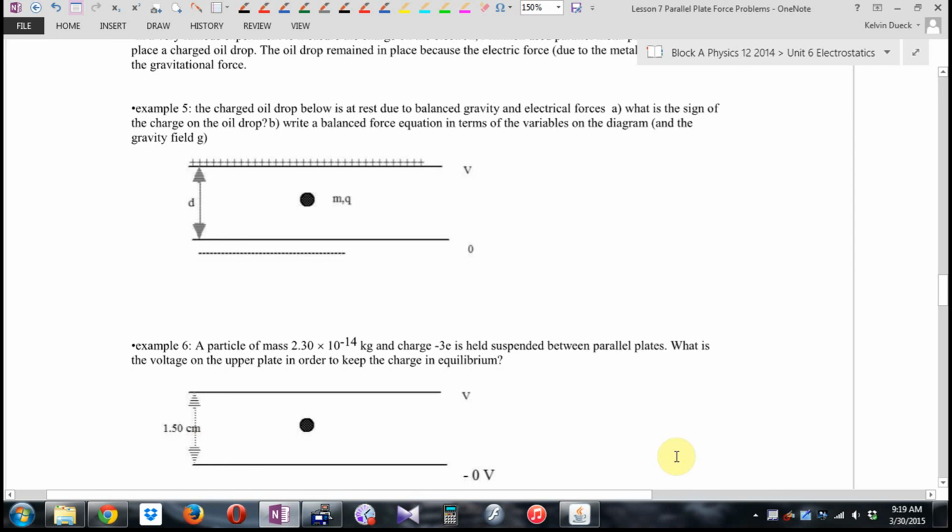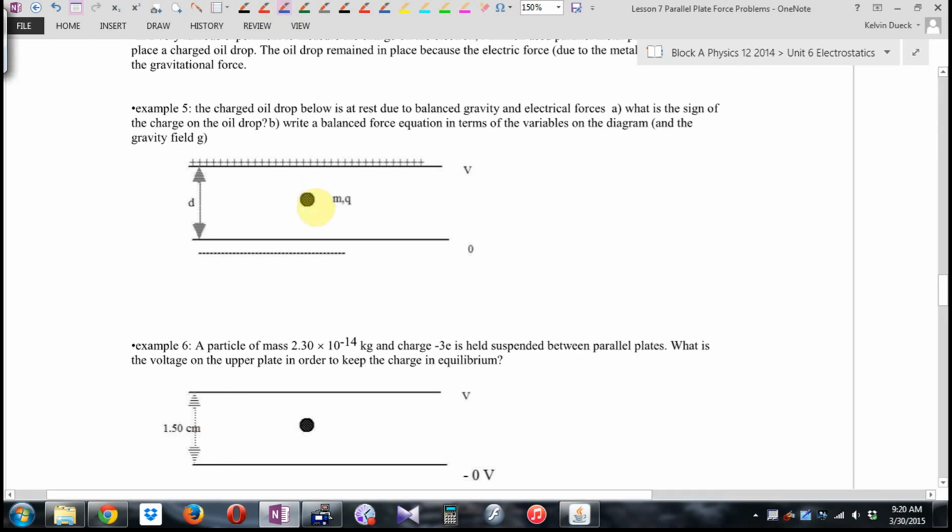The charged oil drop below is at rest due to gravity and electrical forces. First question, what's the sign, what's the polarity of the charge on that oil drop? Does that charge, for it to be hovering there, have to be charged negatively or positively? Well, what direction is the electric field between those plates, up or down? Down.